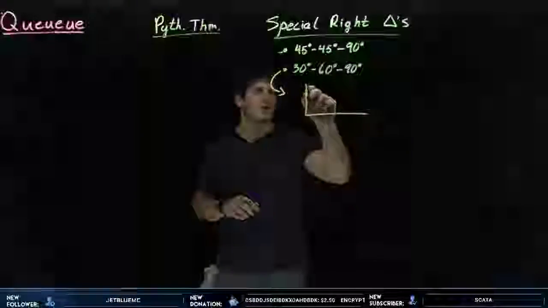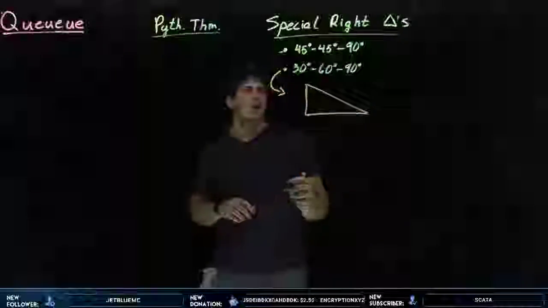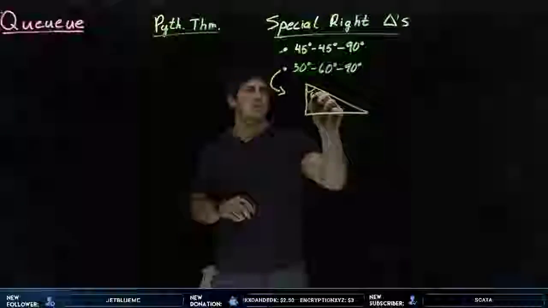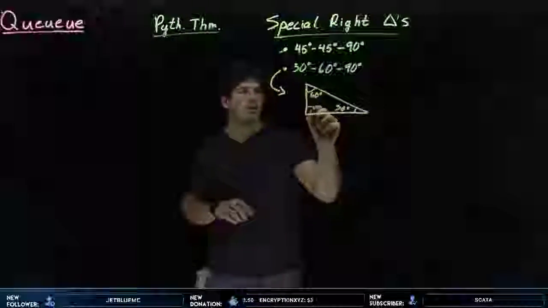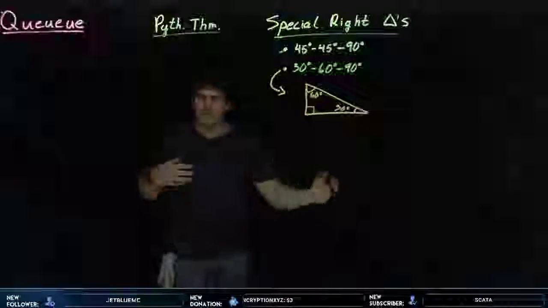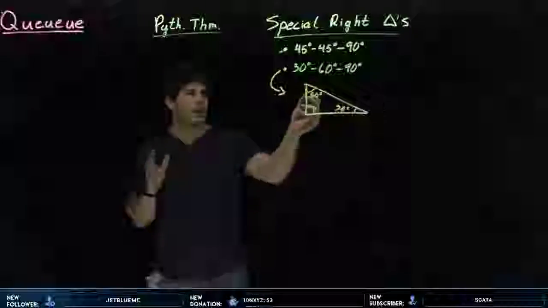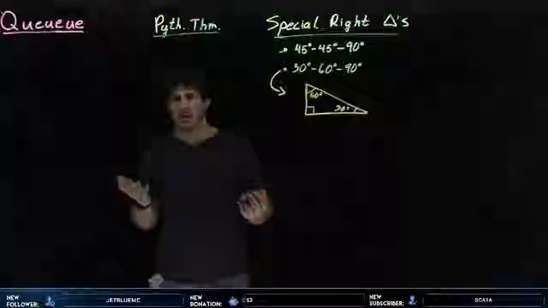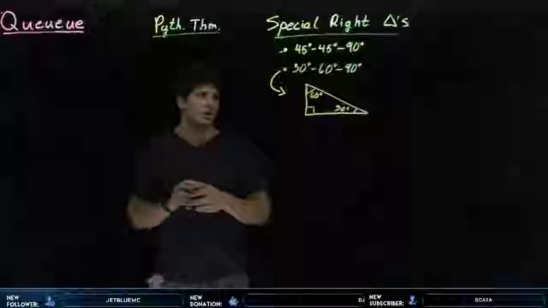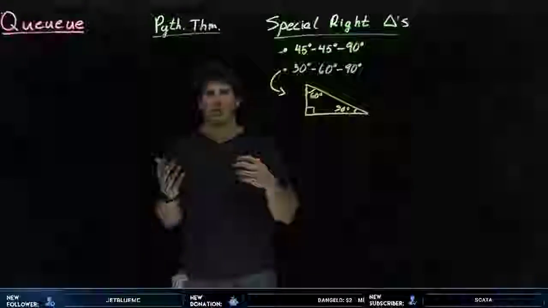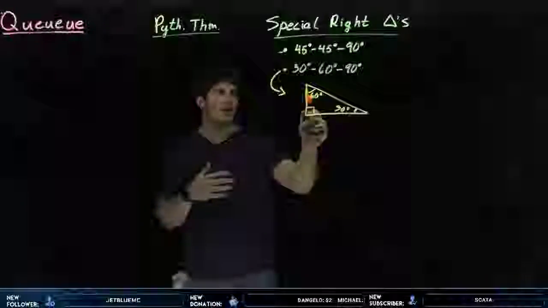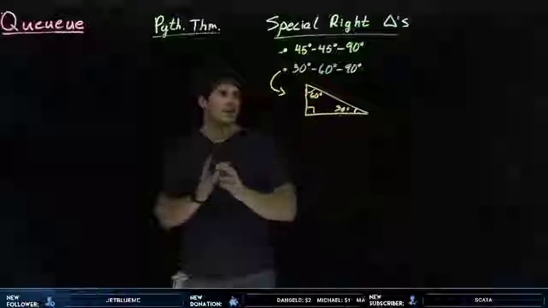It's going to look something like that. That means we're going to have the 60 degrees here and the 30 degrees here. Like we said earlier, with the 45-45, the lengths of their legs are going to be the same because they're the same angle measure, meaning the length of the leg is going to be based on the size of the angle.